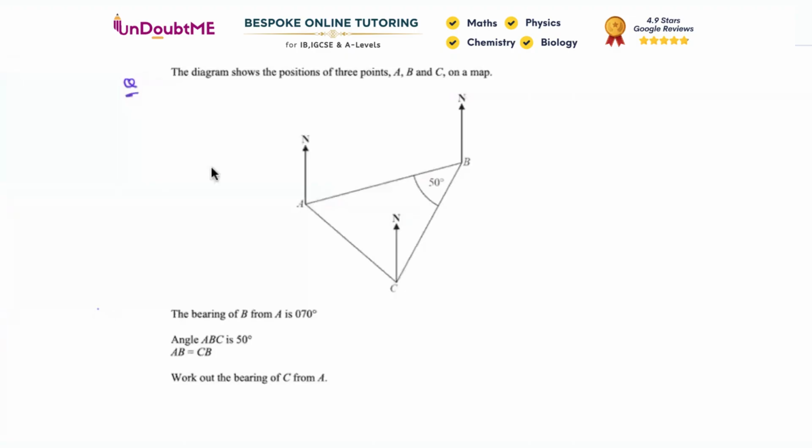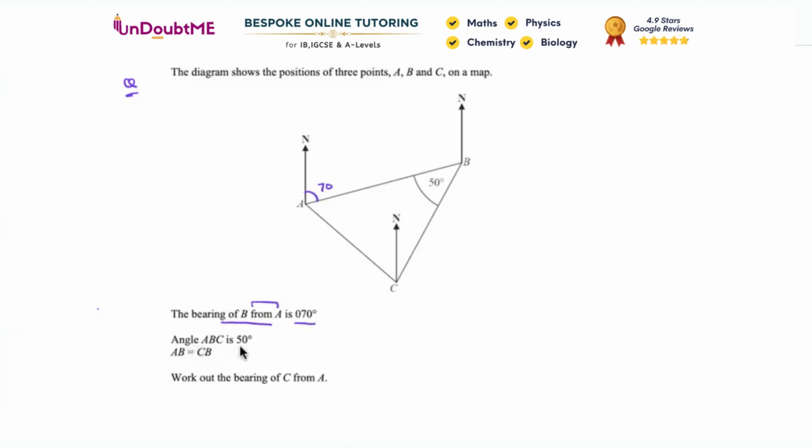Diagram shows position of 3 points ABC on map. Bearing of B from A is 70. Now you can see that it is 70, but it is written as 070. It is just conventional. So bearing of B from A, from A means you are going to measure from A, and this is 70. Since I am doing calculation, I need not write 070. That is just okay if you have to write it down as the answer. So it is a 70-degree angle.